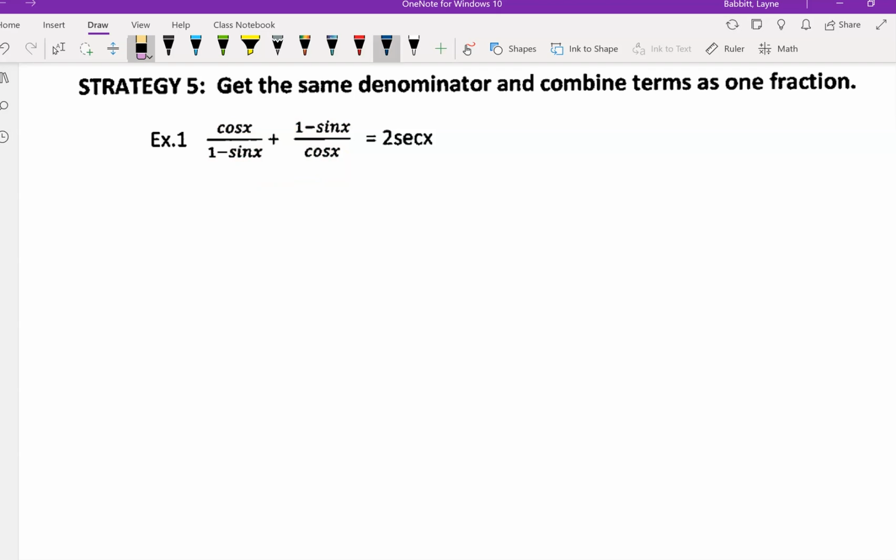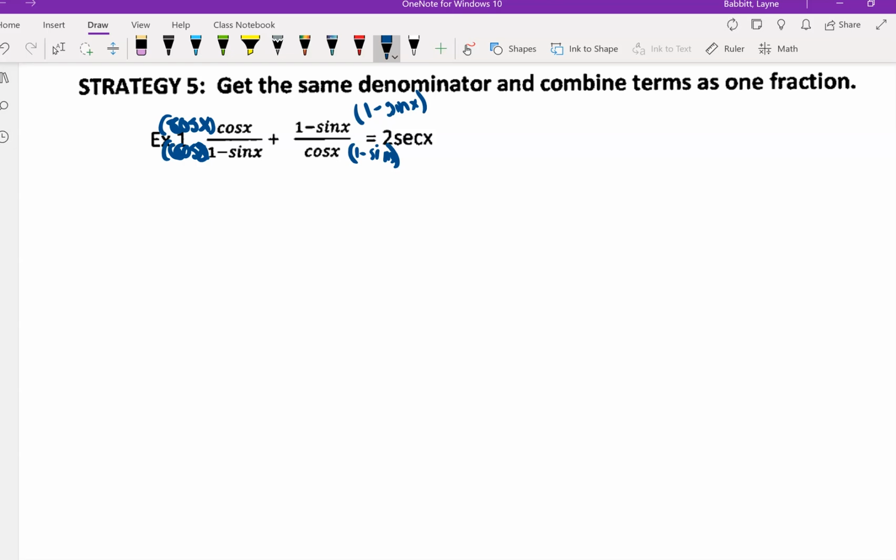To get common denominators, I'm going to have to multiply this first fraction by cosine of x on top and bottom. And this one I'm going to have to multiply by 1 minus sine of x. Sorry, this is really bad handwriting.